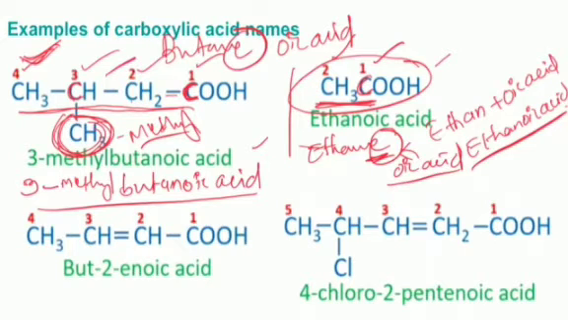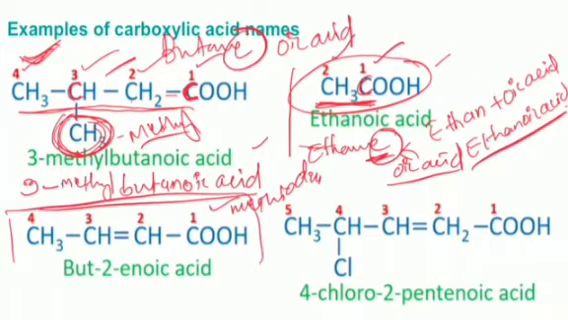So this is the case if an alkane chain is present. What happens if it is an alkene? While writing the name of this type of carboxylic acid, you have to mention the position of the double bond. For example, see this compound. What is the longest chain? There is no substituent, so this is the longest chain. Then you give numbering from the carbon of the carboxylic group: 1, 2, 3, and 4.